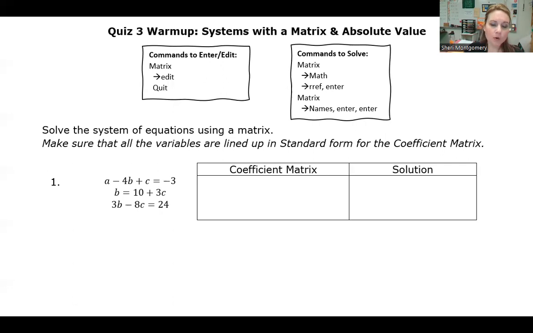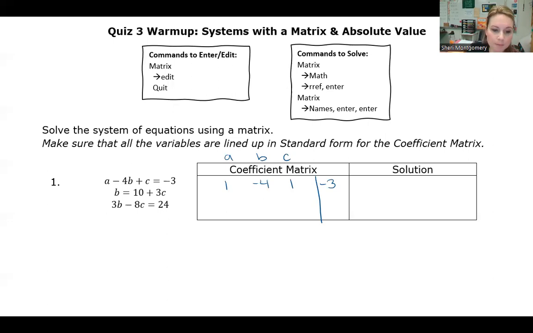For this problem, we have variables A, B, C. That means we need to have an A column, a B column, and a C column, and then we'll have the stuff after the equal sign. The first equation is already set up with A, B, and C in order, and then equals -3. So A is 1, B is -4, C is 1.